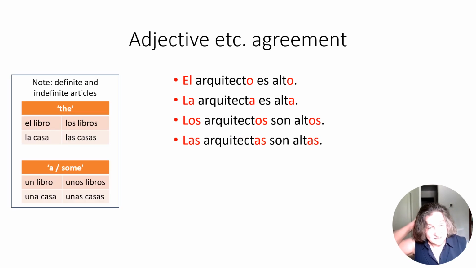In the sentences, el arquitecto es alto, etc., you're seeing the 4 different forms of the word the. I show these on the left. These are the 4 forms of the definite article, the. The indefinite article also has 4 forms. So a is going to be un or una, depending on gender, and some is going to be unos or unas, depending on gender. So these all have 4 forms.